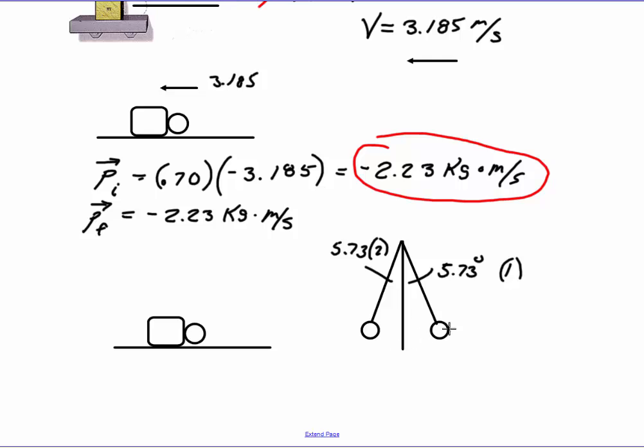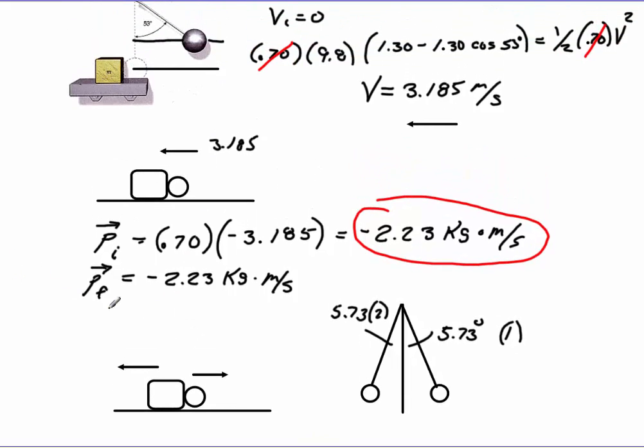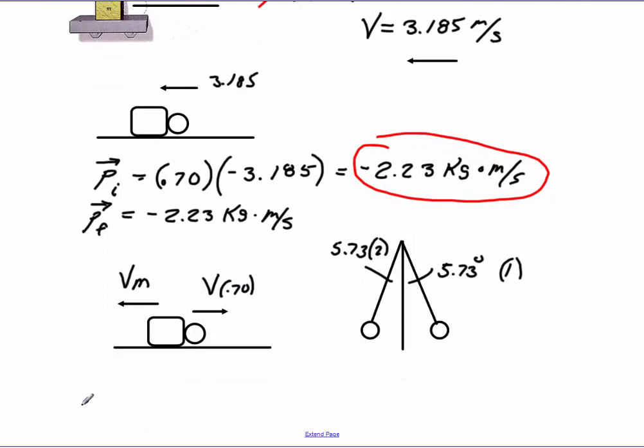So for it to bounce back, its initial velocity is going this way, so its final has got to go back. It's going to go back this way, and this one's going to go this way. So I got two velocities. This would be the velocity of m. This would be the velocity of the 0.70.